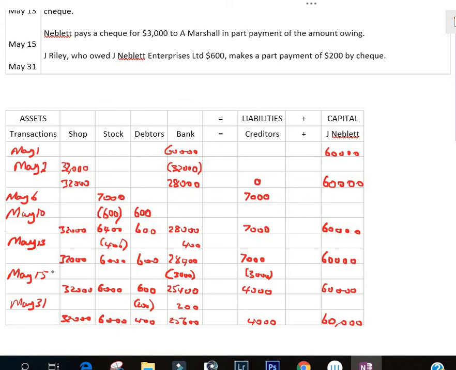So they will add back up to 64. If you add it up, this will come to 64,000, and this would also add up to 64,000. Alright, now in the next video I will show you how to write the simple balance sheet as a horizontal method, vertical method, and then a more detailed balance sheet.